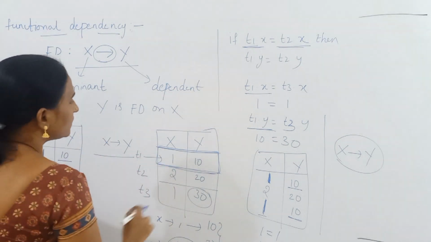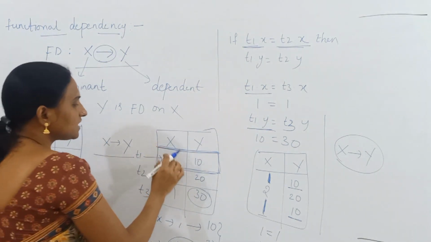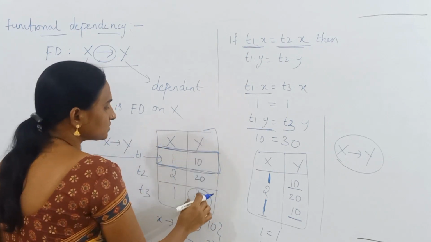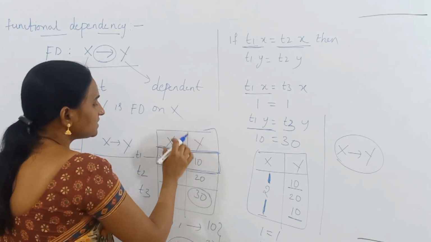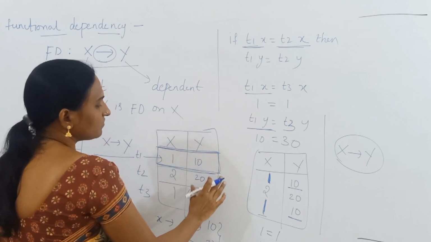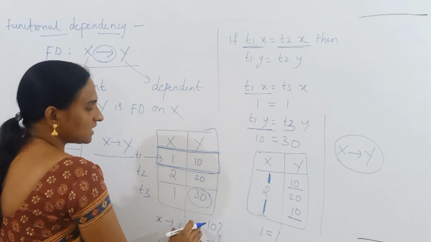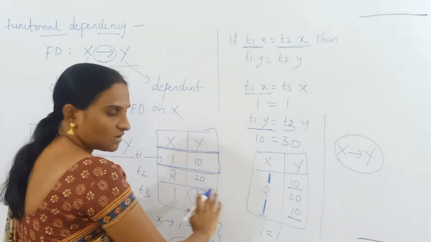So next example, here x values are repeated. 1 is repeated 2 times. So in such a case we have to check the y values also. Where it is repeated, at those places y values must be same. Then only functional dependency exists. Otherwise functional dependency does not exist.